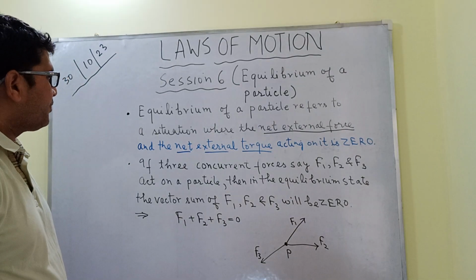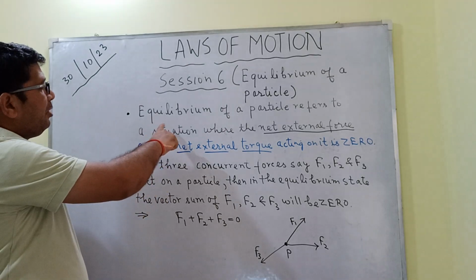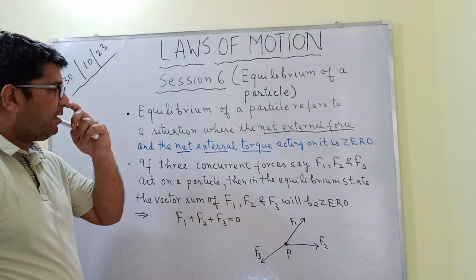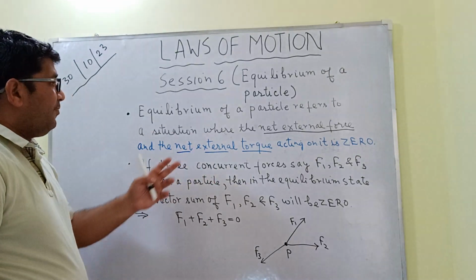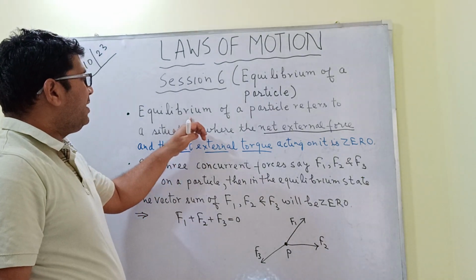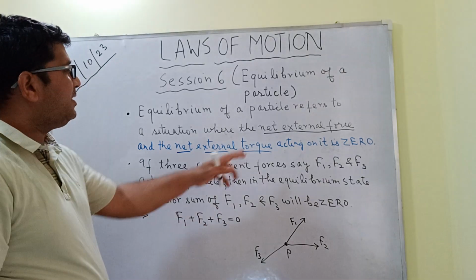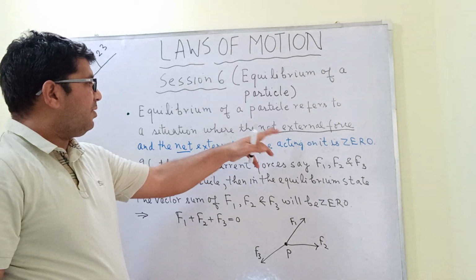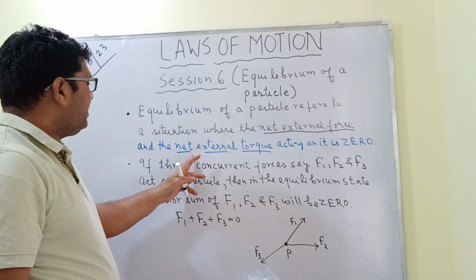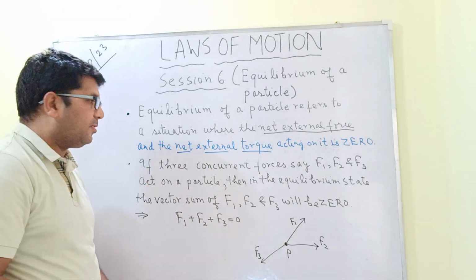The equilibrium of a particle. बोर्ड पे मैंने एक definition लिखी हुई है, that is, the equilibrium of a particle refers to a situation where the net external force and the net external torque acting on it is zero. Or in other words, we can also say that the equilibrium of a particle refers to the translational equilibrium where the net external force on that particle or body is zero, and the rotational equilibrium where the net external torque acting on it is zero.